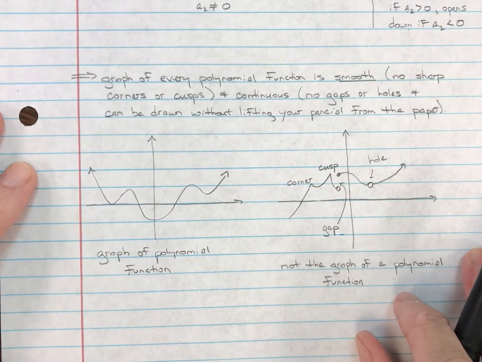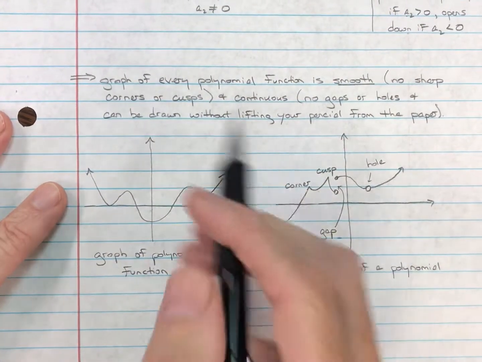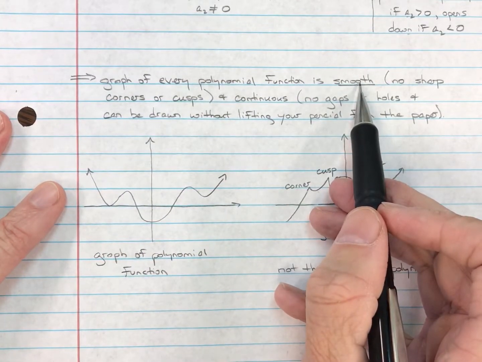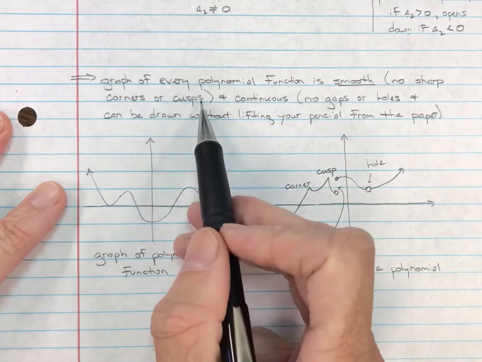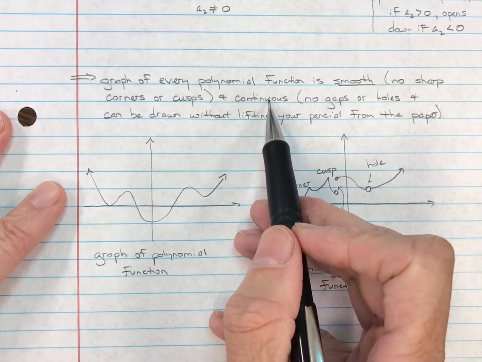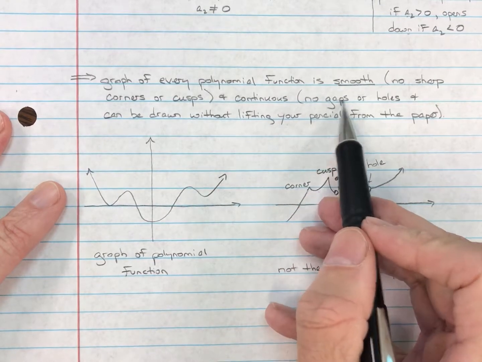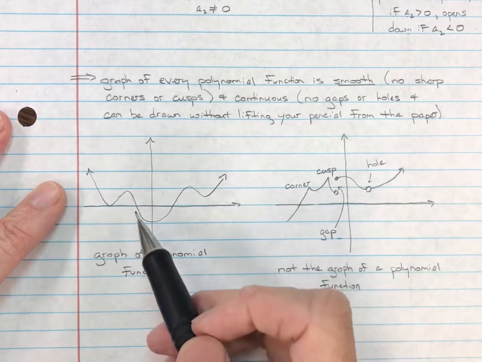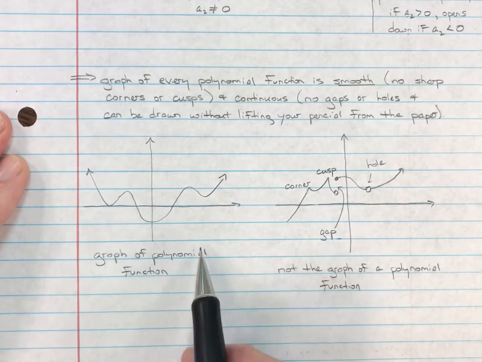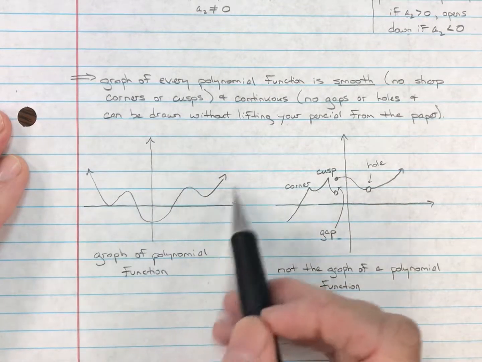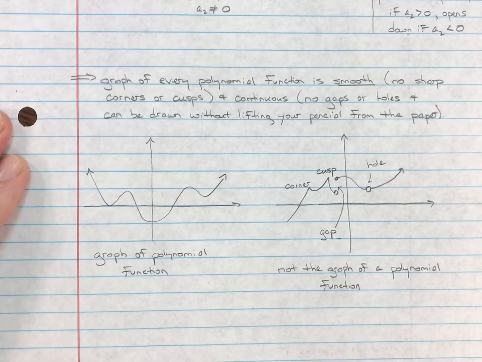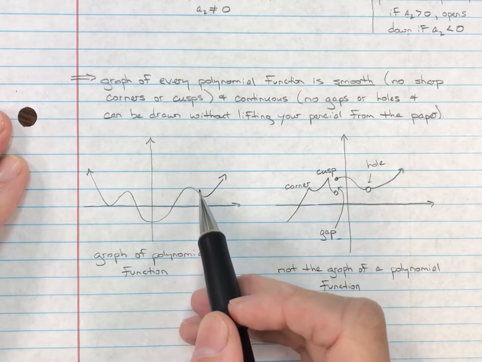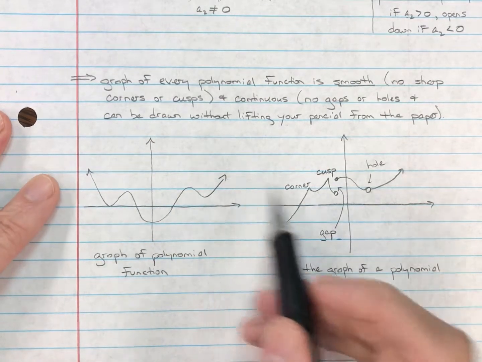Okay, one more thing to speak about with parabolas, with polynomials. The graph of every polynomial function is smooth, which means it has no sharp corners or cusps, and it's continuous, which means it has no gaps or holes and can be drawn without lifting your pencil from the paper. So on the left here, this is a graph of a polynomial function. I don't know what its name is. It obviously is beyond a quadratic, but you can see here it's smooth, no holes, no gaps. I can draw it without lifting my pencil.